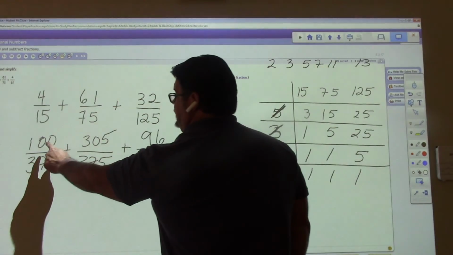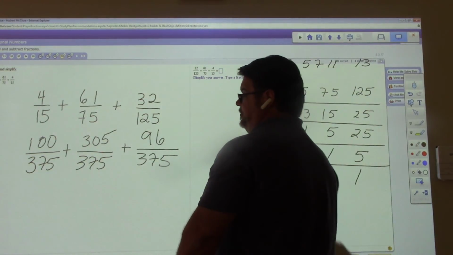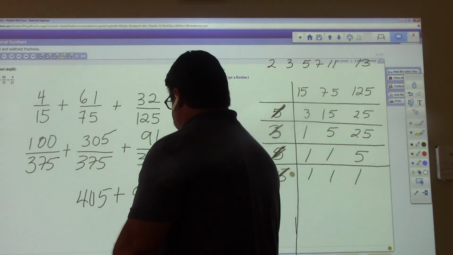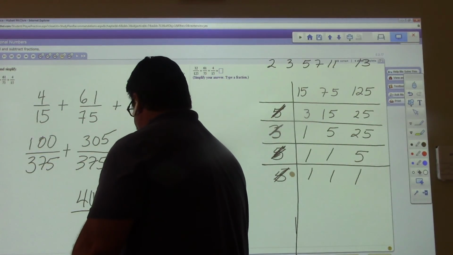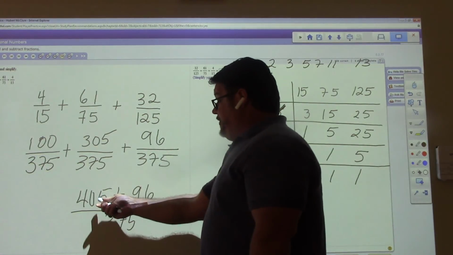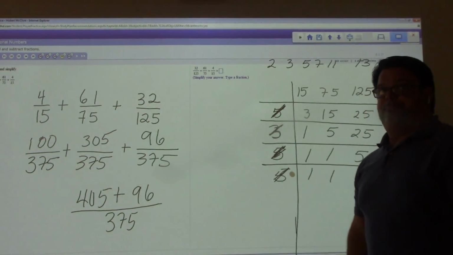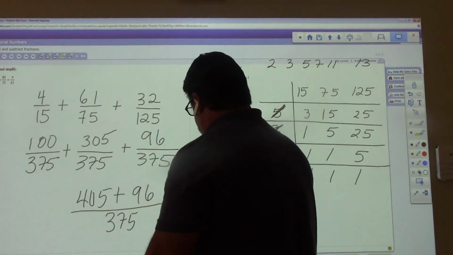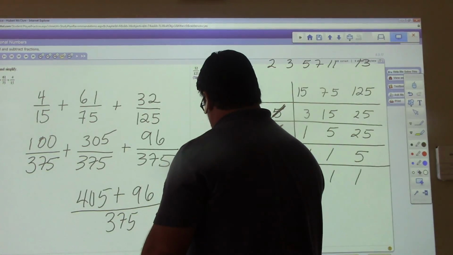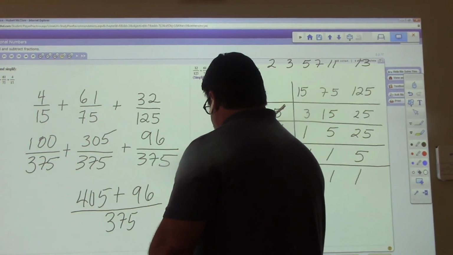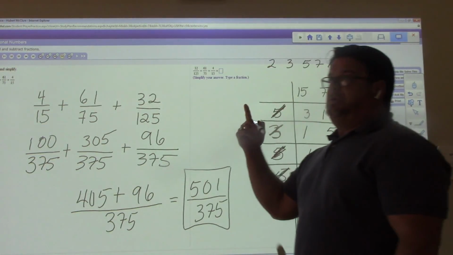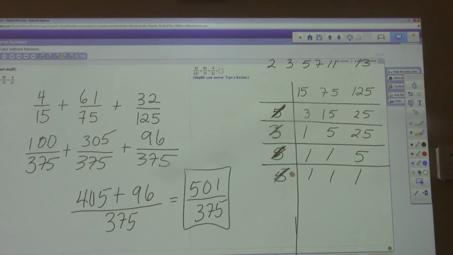Now what's 100 plus 305? 405. 405 plus 96 over 375. Now, 405 plus 100 is what? 505. Minus 4? 501. So your final answer is 501 over 375. And we just did a very complex fraction problem, and you didn't even use what? Calculator.